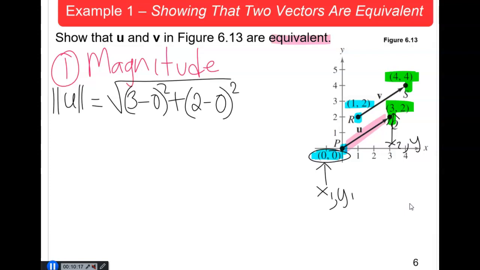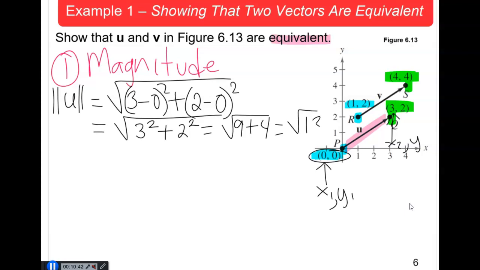Remember the distance formula. That is what we're using. And from here, first we do what's inside the parentheses. So 3 minus 0 is 3. Then we will have 3 squared plus 2 minus 0 is 2, so 2 squared. From here, we will get the square root of 9 plus 4, which is the square root of 13.